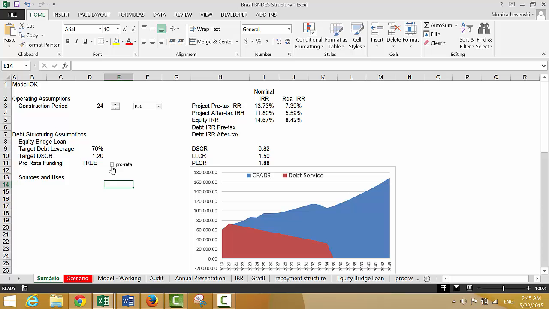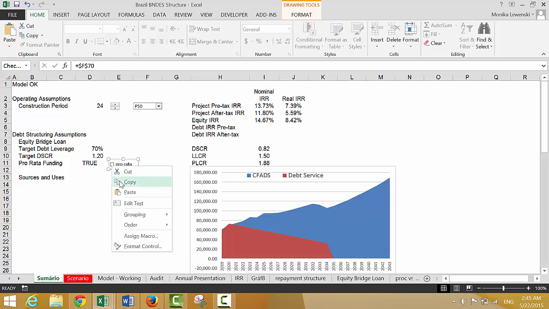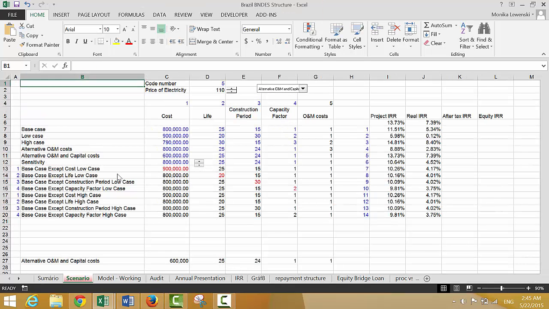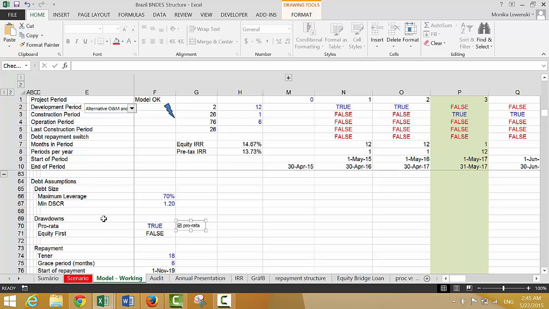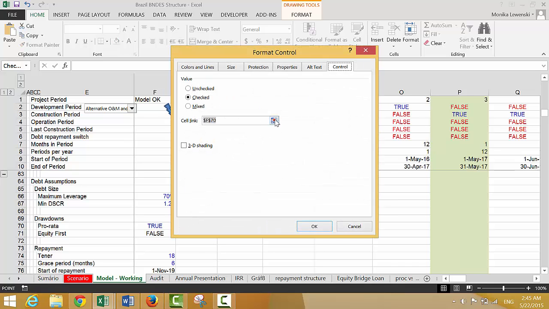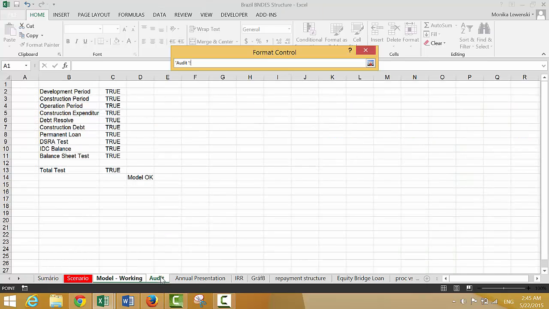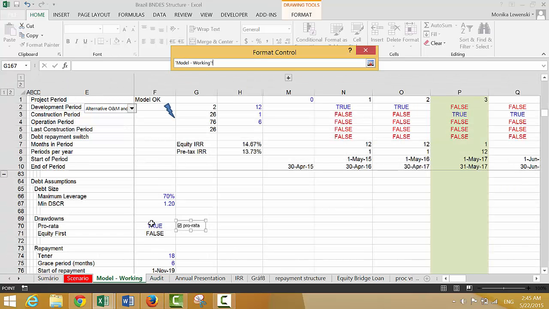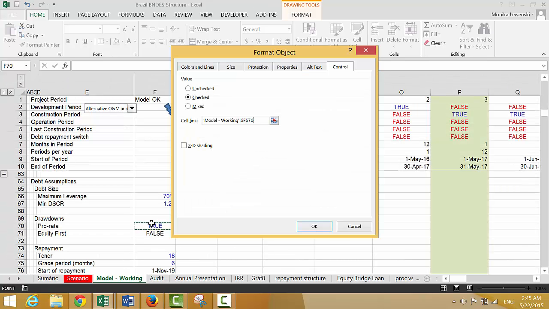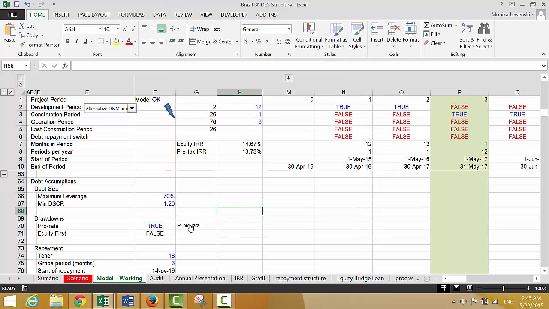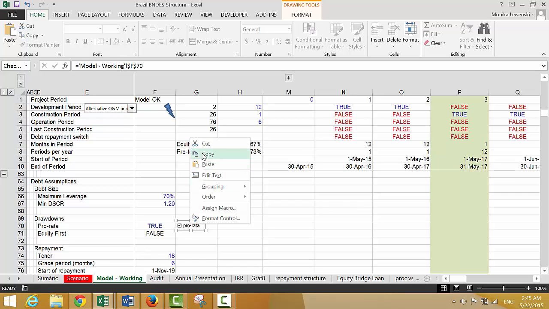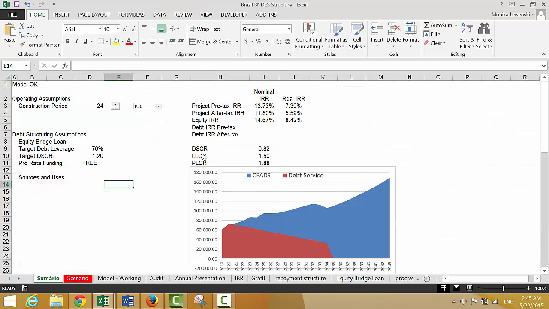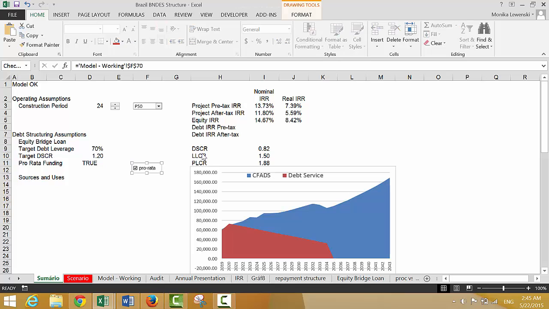Uh-oh. Okay, let's fix that. Did we make the fatal error of not going from page to page? Oh. Okay. Copy that. Okay.